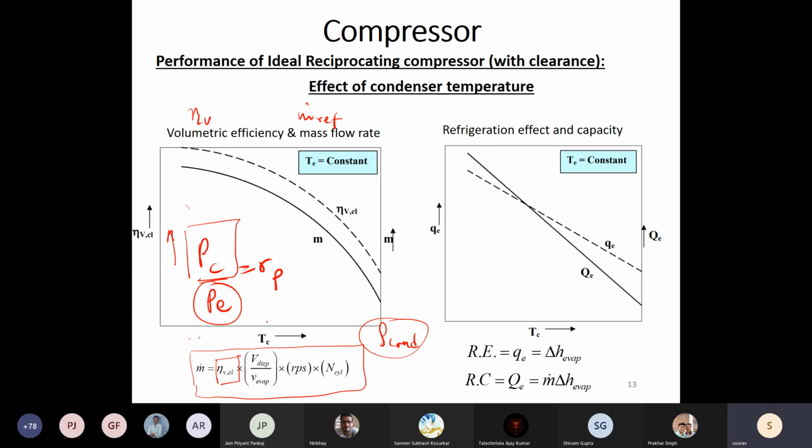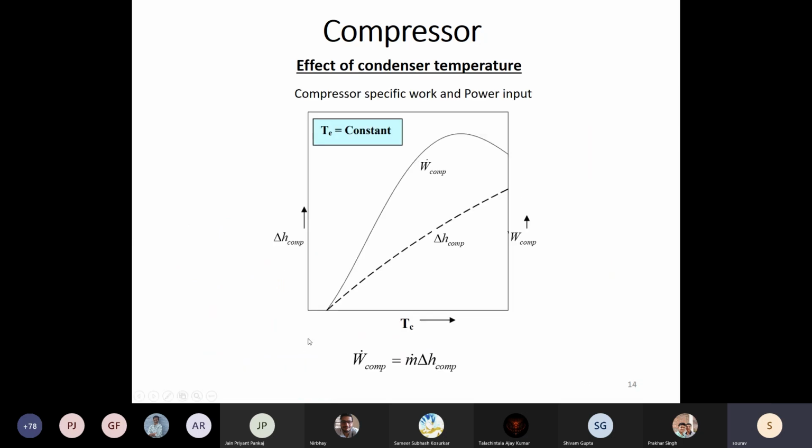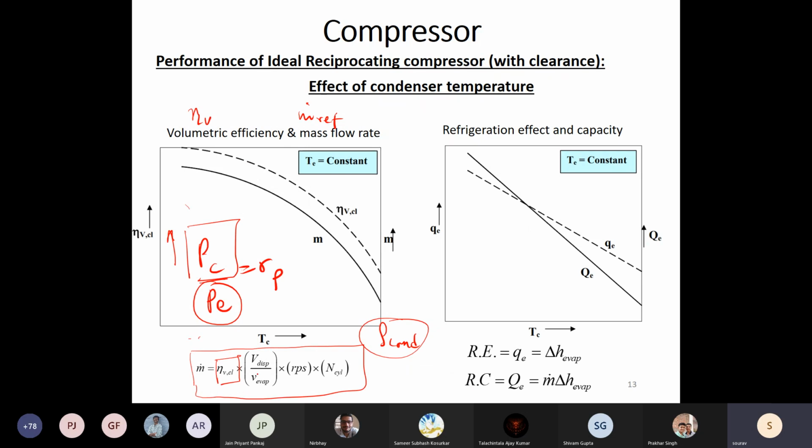So as you increase the condensing temperature and hence the pressure, your volumetric efficiency will go down. But the density multiplied by the volumetric efficiency is rho evaporator, which is constant. So your mass flow rate curve and your volumetric efficiency curve will be parallel to each other. Whatever trend you have in terms of volumetric efficiency, you will have the same trend in terms of mass flow rate delivered by the compressor, because you have a single effect.